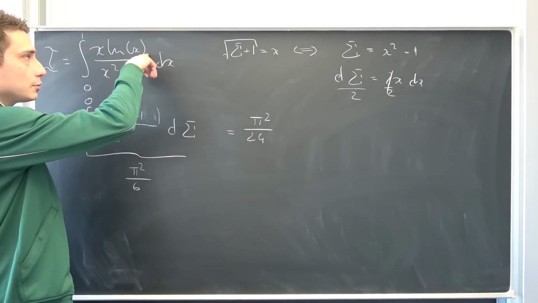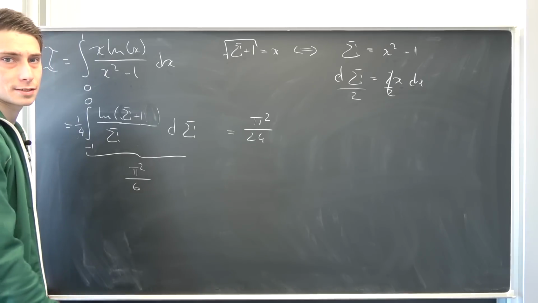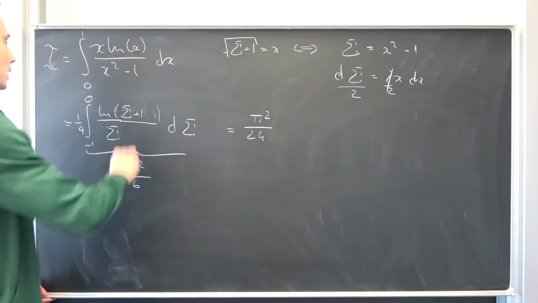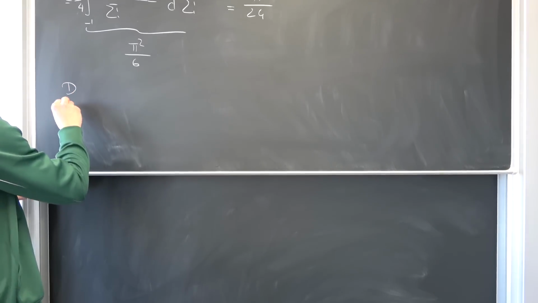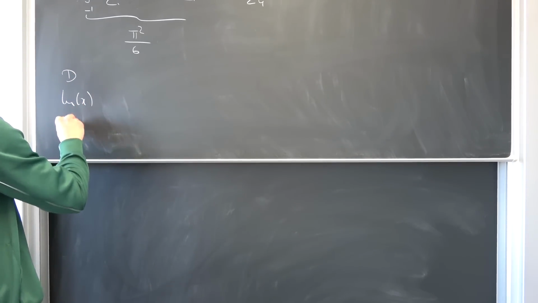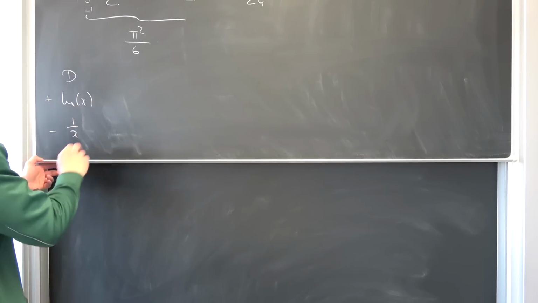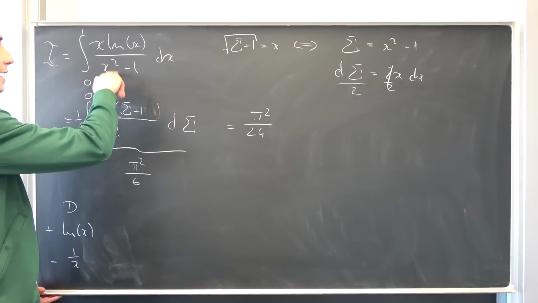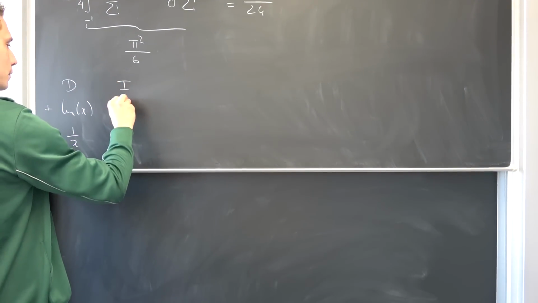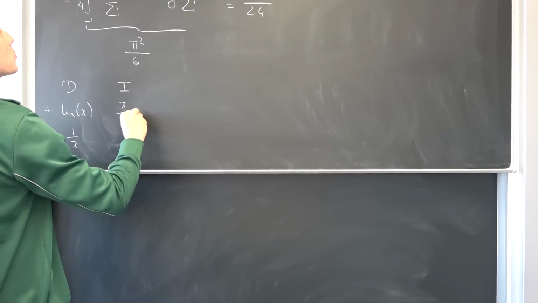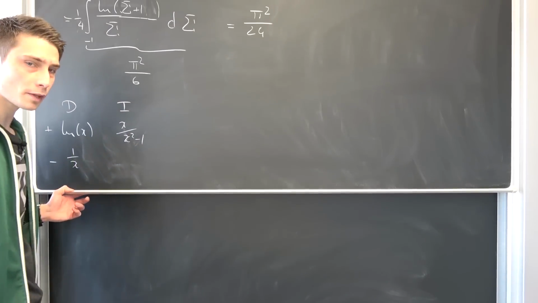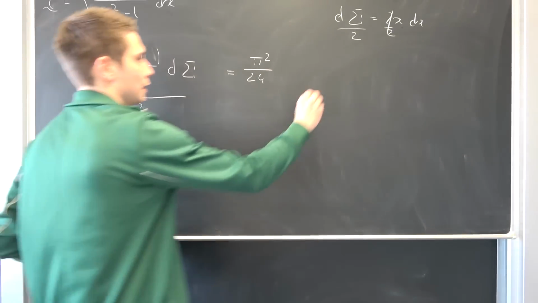Finding the antiderivative of natural log of x isn't too easy, you could say. That's why we are going to differentiate the natural log of x to arrive at 1 over x. And we are going to integrate x over x squared minus 1.